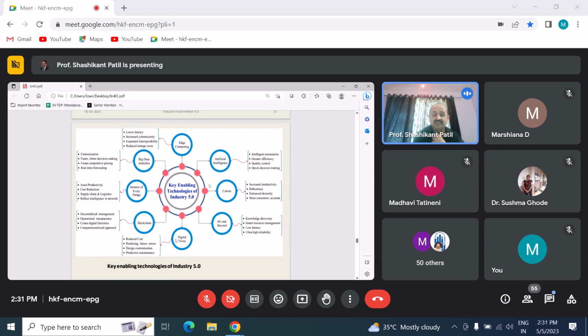Then you have digital twins. This is virtual platform where you can see the entire system. You can see the simulation. It will reduce your cost. It will be predicting future errors. Okay, so that you can take appropriate actions and mitigate it. It will suggest. It will give you design customization, predictive maintenance also. Then if you use 6G and beyond, you can get smart resource management, low latency, ultra high reliability, good connectivity.